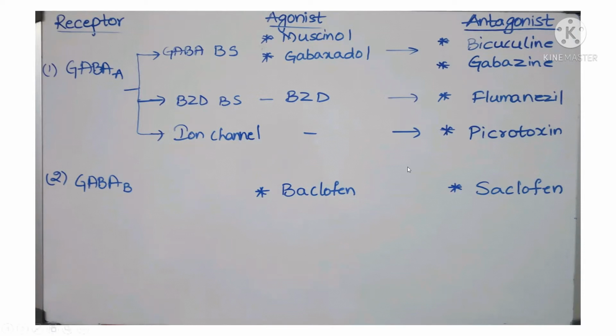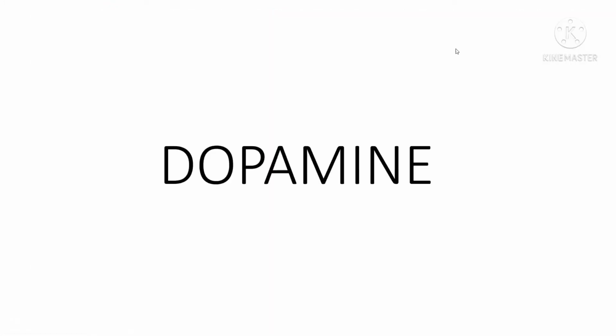And here we can see the GABA B receptor. For the GABA B receptor, the agonist is baclofen and the antagonist is baclofen.